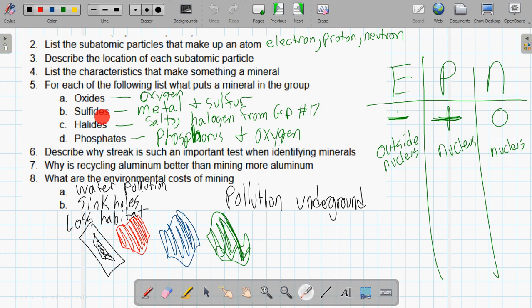Oxides contain oxygen. Sulfides are metal and sulfur. Halides have a halogen from group 17, and phosphates are phosphorus and oxygen. Environmental cost of mining: there's water pollution, habitat loss. Old mines could create a sinkhole. They could cause underground pollution.